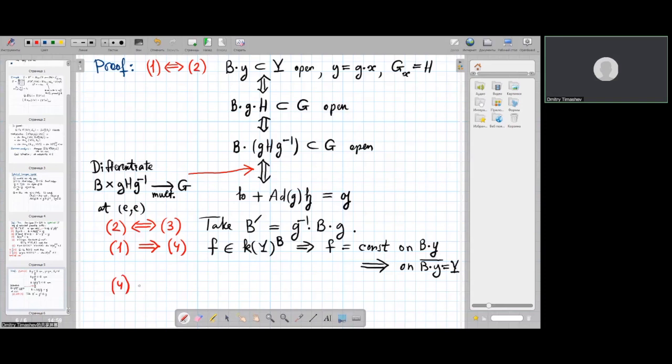So 4 implies 1. Here we use a theorem from algebraic groups theory, or from invariant theory, if you like, called the Rosenlicht theorem. It's a general theorem which I will not prove. I just formulate it for you. Rosenlicht theorem.